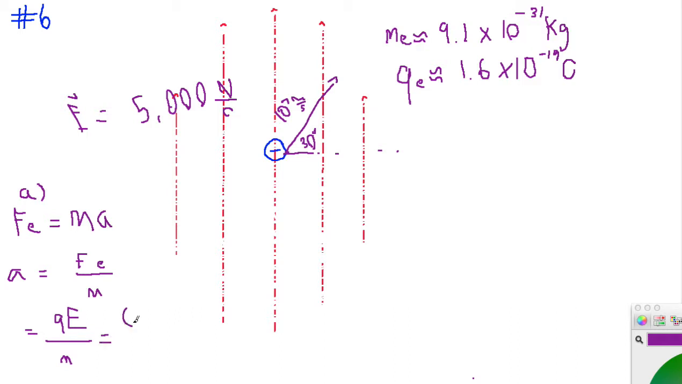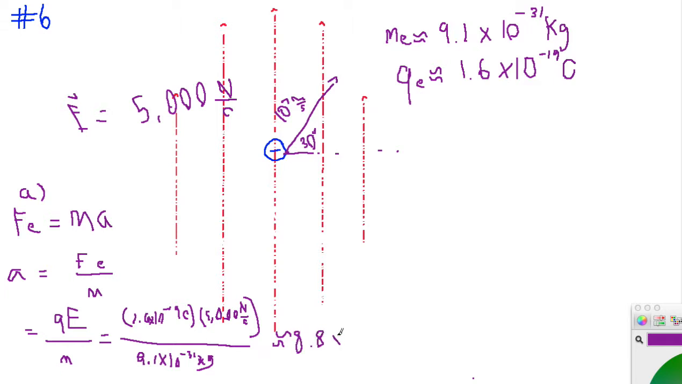And when you multiply out, that's going to be equal to 1.6 times 10 to the negative 19th coulombs times 5,000 newtons per coulomb over 9.1 times 10 to the negative 31 kilograms. And you should end up with approximately 8.8 times 10 to the 14th meters per second squared.